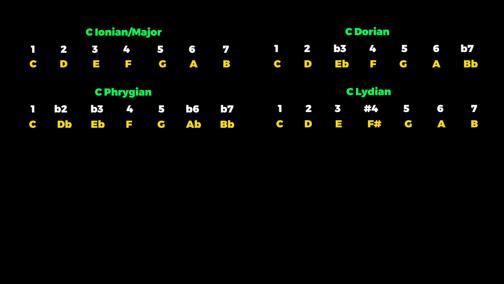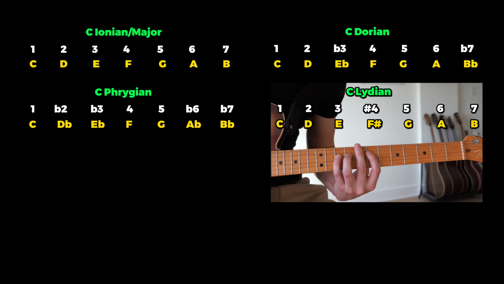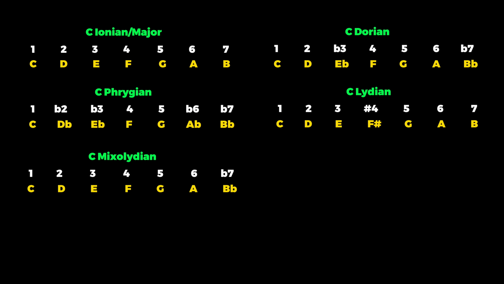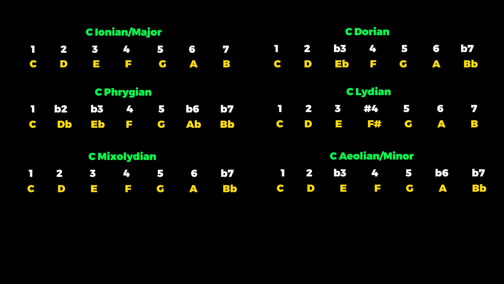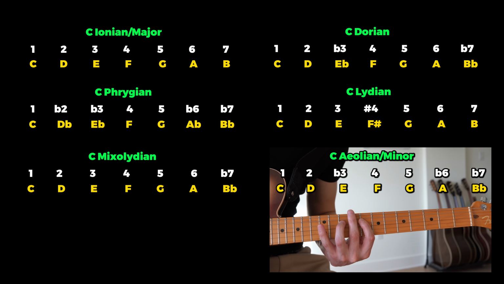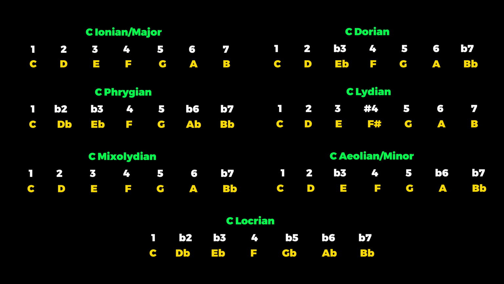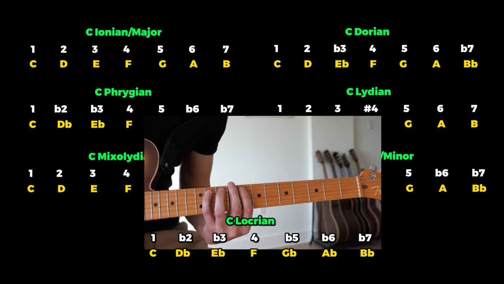The intervallic structure of C Lydian is 1, 2, 3, sharp 4, 5, 6, 7. The intervallic structure of C Mixolydian is 1, 2, 3, 4, 5, 6, flat 7. The intervallic structure of C Aeolian is 1, 2, flat 3, 4, 5, flat 6, flat 7. And the intervallic structure of C Locrian is 1, flat 2, flat 3, 4, flat 5, flat 6, flat 7.